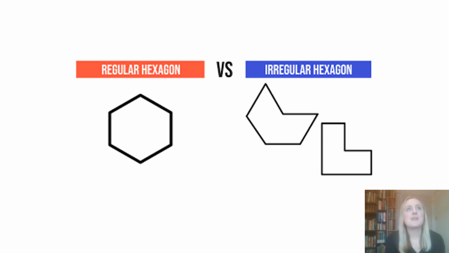So it's helpful to talk about the definition. Regular means same sides and same angles, so all sides are the same length and all angles the same size. And irregular means that one of those things or both of those things is not true.